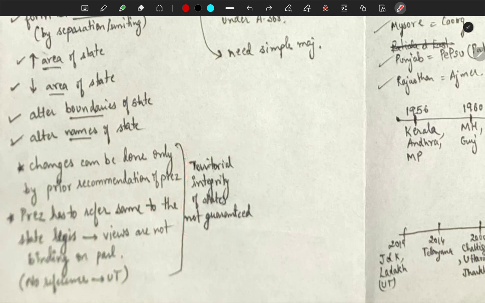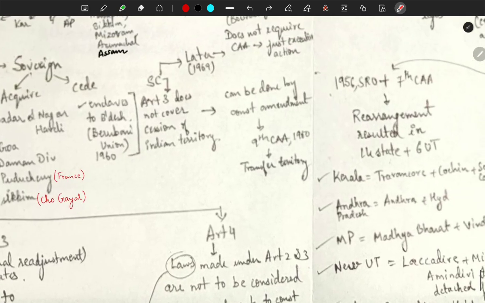India is an indestructible union with destructible states, whereas the American Constitution is an indestructible union with indestructible states. Okay, now we'll come back to this.